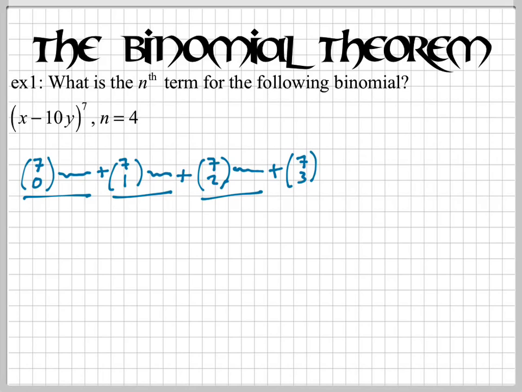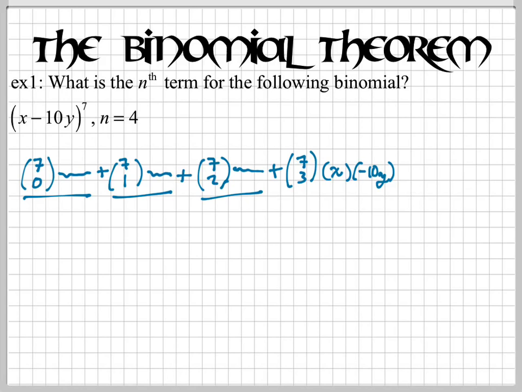And then the first term in the binomial is x. The second term in the binomial is, x is the first term. Second term is negative 10y. And now you just have to figure out, okay, what are the exponents for those two terms?